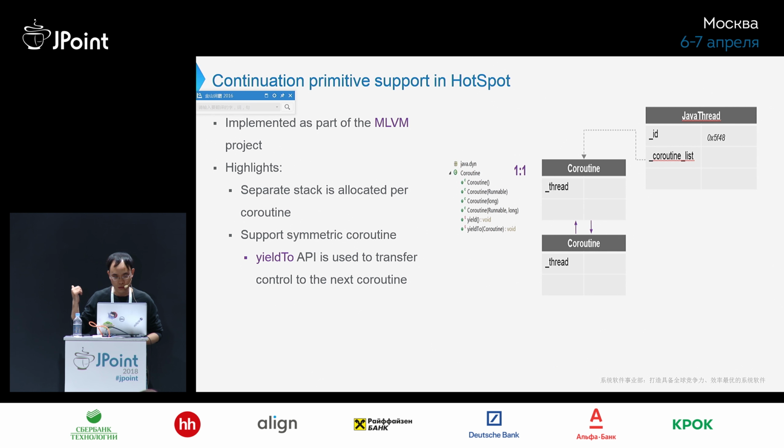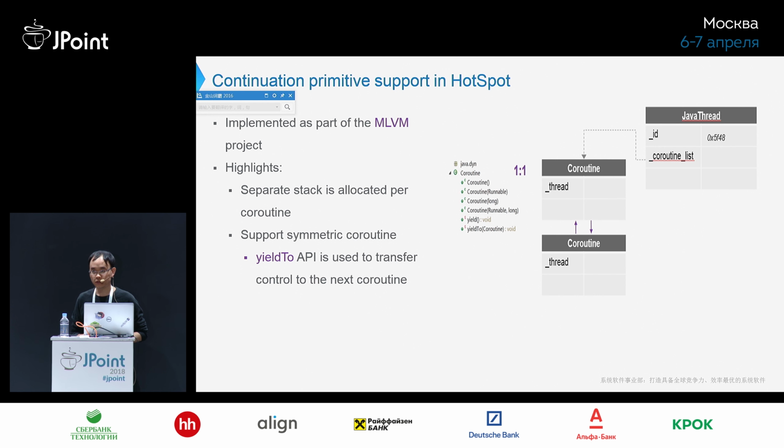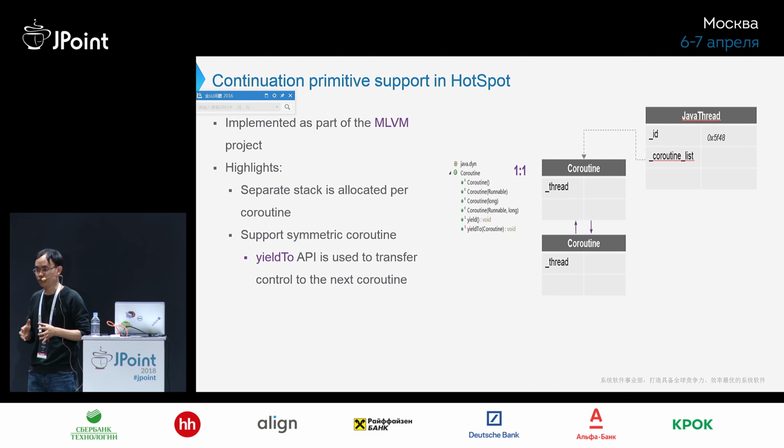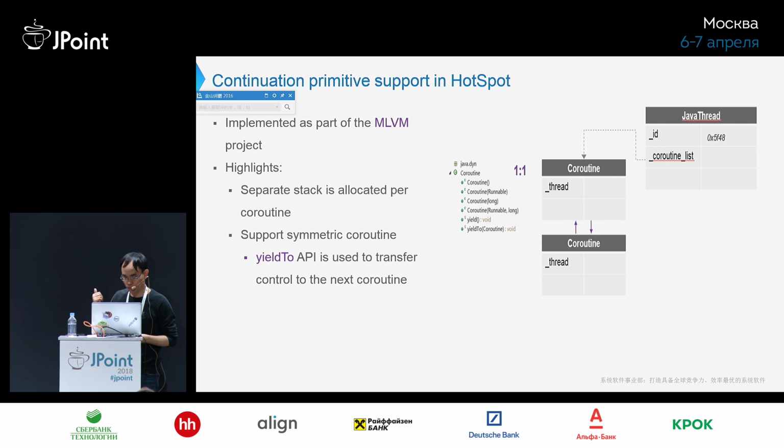You can just look at this picture on the right. In the same Java thread, you can create multiple coroutines. In detail, we create a different stack for each coroutine. It means each coroutine owns its own separate stack. The second thing is this patch provides a KAPI. It's called EL2. We can use EL2 to transfer control between different coroutines. This is the primitive support for our solution.